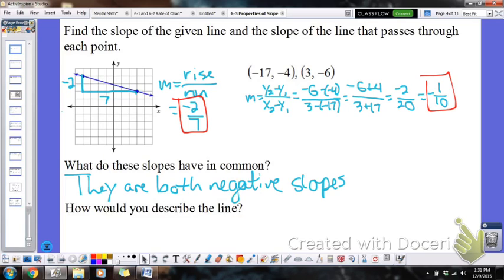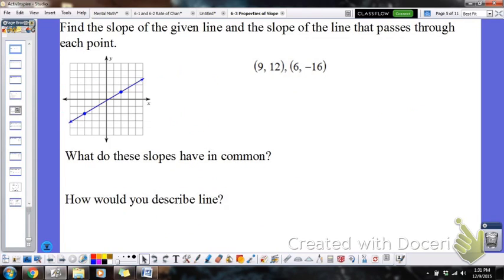The next question says, how would you describe the line? So look at the line and check out the characteristics of it and see how you would describe it. Well, whenever I look at this line, I notice that it is going downhill. From left to right, it is going downhill. So the line is going downhill. It's a downhill line. We're going to leave this one, and we'll come back and talk about it later. So let's go ahead and do the next set.